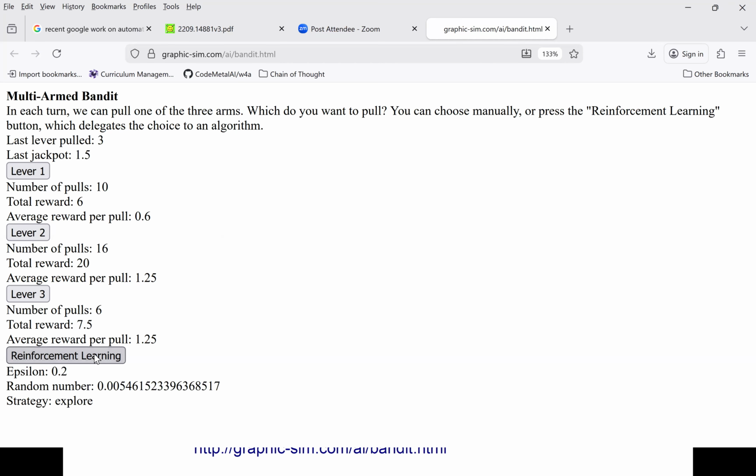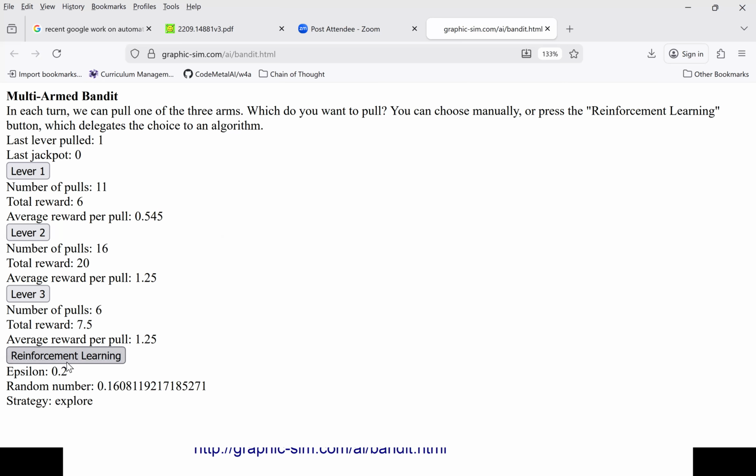So let's go. Here you see epsilon is 0.2. The random number is under 0.2, so it's in explore mode. And we see it chose lever 3, despite the fact that lever 2 has a best return. Now, oh, look what happened. It also got a hit on lever 3, and now these two are tied. So when we go back to exploit mode, I'm not sure. It's going to have to be a tie break. So let's try the next step.